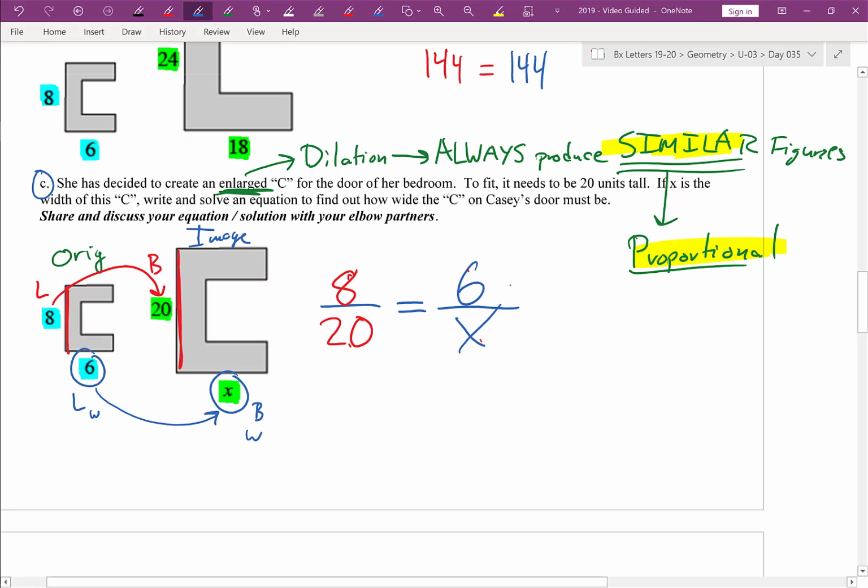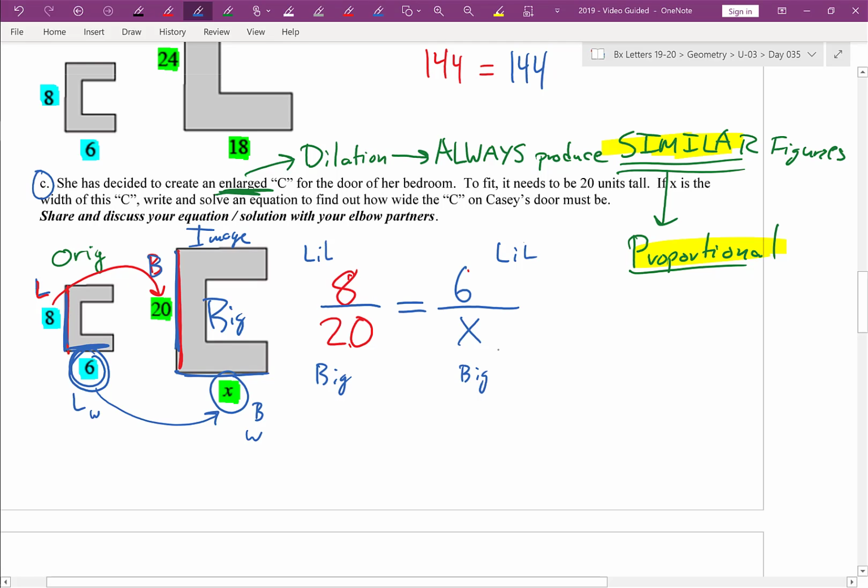And so long as I'm consistent in how I make this proportion, I don't mix and match. I didn't swap the 6 and the 7. I didn't do the width with the height. I didn't mix it up. I did the little height with the big height, and then I did the little width with the big width. Even though I don't know it, I know it belongs to the image, to the bigger shape. So it's like little on top and big on bottom. Alright, this is a valid proportion.